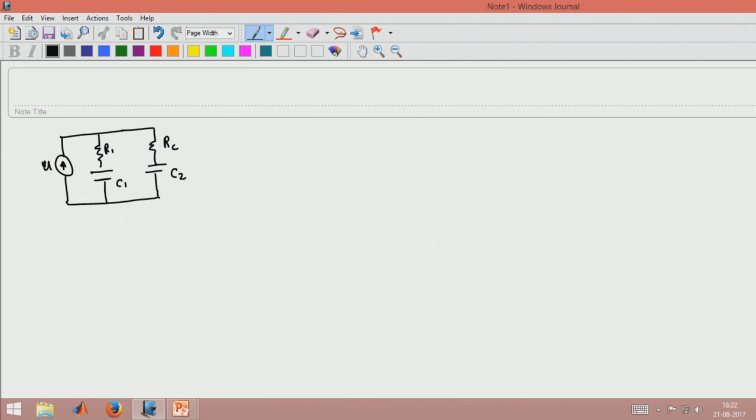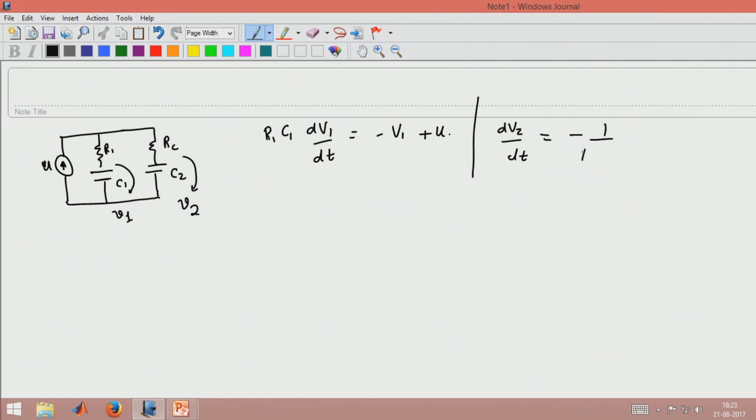First, what are the states? If I call the voltages across the capacitors the states, I will call the voltage across capacitor C1 as V1, and the voltage across capacitor C2 as V2. Now I can write down equations. This is a current source, so the total currents add up. R1 C1 dV1 by dt is minus V1 plus U. Similarly, dV2 by dt is minus 1 over R2 C2 V2 plus U over R2 C2.